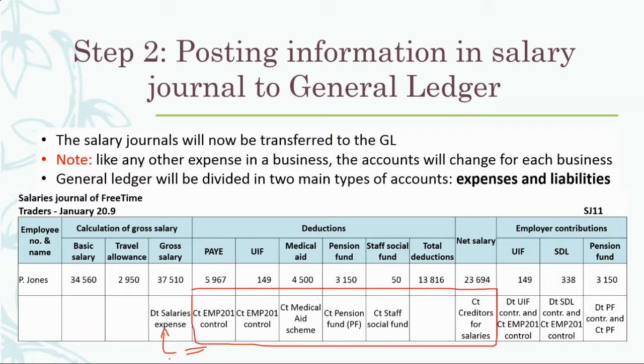If it does not equal, it means you've made a mistake. Okay, so that is very important. All of those columns equal the debit salary. So the gross salary is made up of all your deductions as well as the net salary that your employer needs to pay over to you.